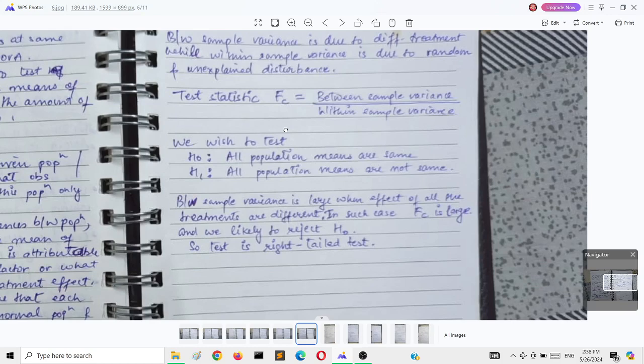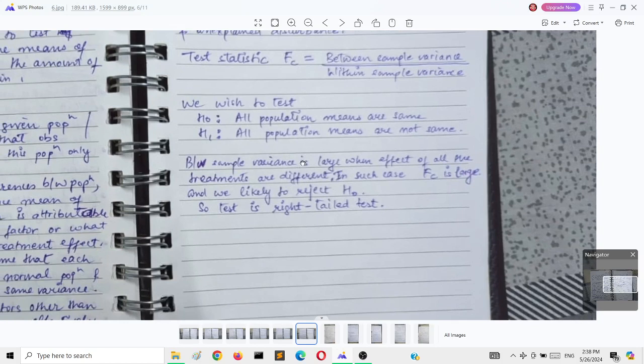Now we wish to test the hypothesis H0. As we have already discussed, we have two types of hypothesis: null hypothesis and alternative hypothesis. In this example, H0 says that all the population means are the same, and H1 says that all the population means are not the same. The population means being the same means that all the samples you are drawing have the same value. Whether the null hypothesis holds depends on the value of FC and the critical value observed from the tables.